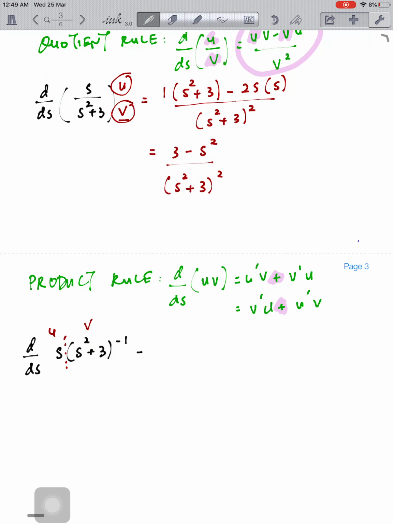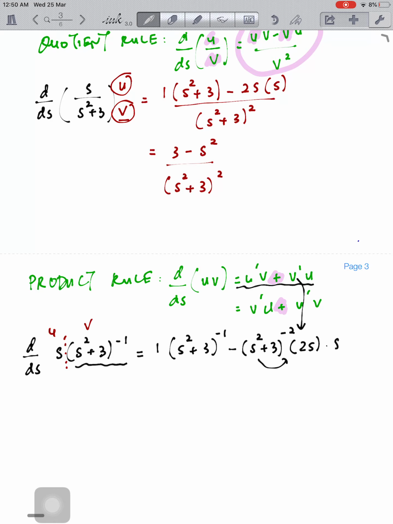So now let's apply product rule. So let's say I'm going to use this one. So u prime, when I differentiate s, I will get 1 multiplied by v, that is going to be s squared plus 3 to the power of -1. So plus, now I'm going to differentiate this part right here by using the chain rule, as we have done previously. So this is going to be negative, so I'm going to end up with s squared plus 3 to the power of -2, and I have to differentiate the inside. I will end up with 2s, and that is actually my v prime, and I have to multiply by u, which is given by s.